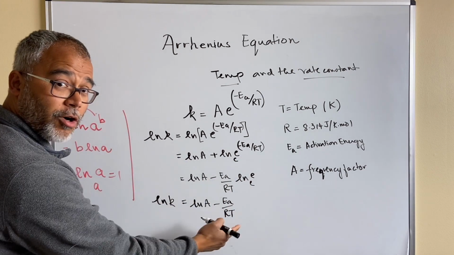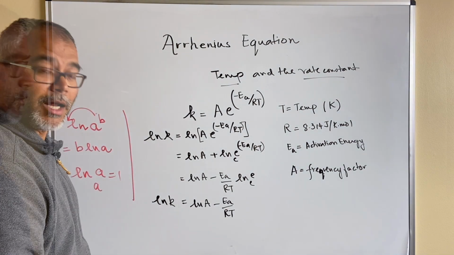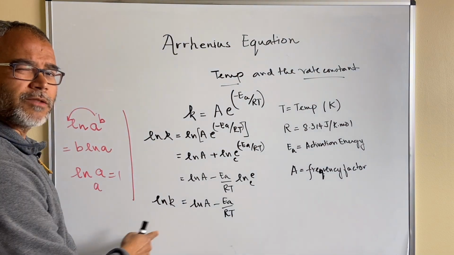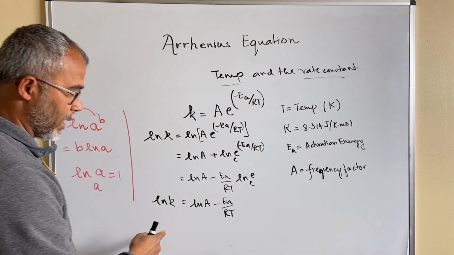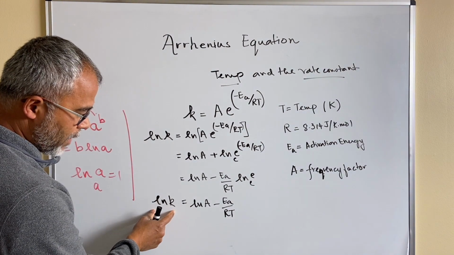So that is the form of the Arrhenius equation that we end up using a lot. Now, if you look at it, this form looks very similar to the equation of a straight line, but we have to do a little bit of rearranging to this. So we'll keep the ln of k out here.